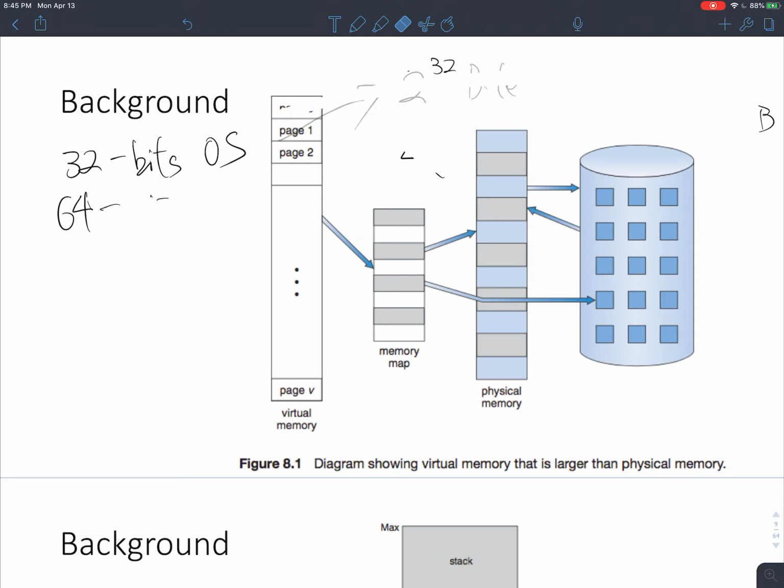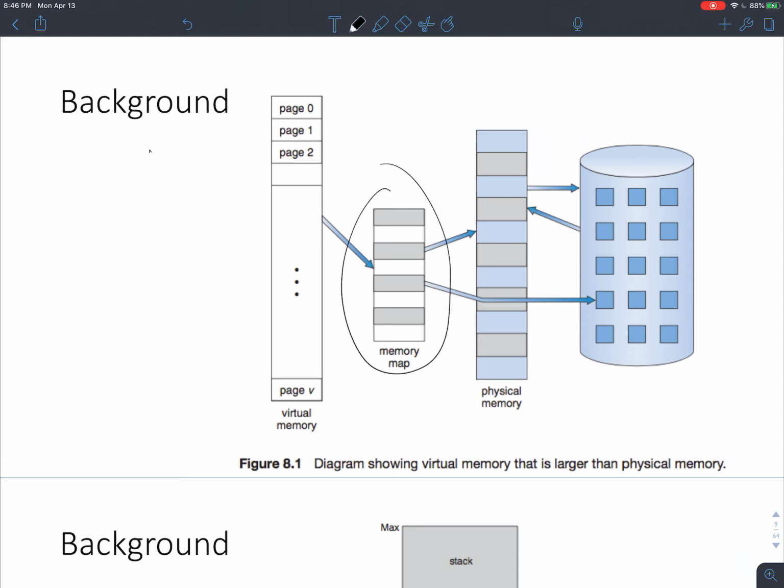Let's continue. On the left hand side we have the virtual memory space, which is usually definitely larger than the physical memory. Then here is the memory map unit, the MMU, and on the right is the physical memory, which could be 4 gigabytes, 8 gigabytes, or 16 gigabytes. And on the rightmost place is our disk.